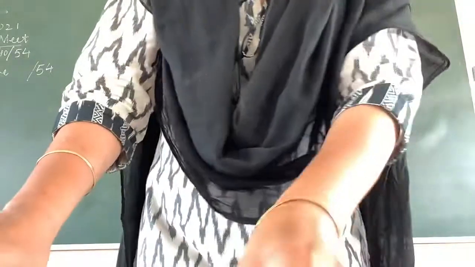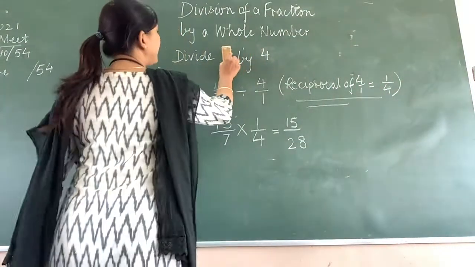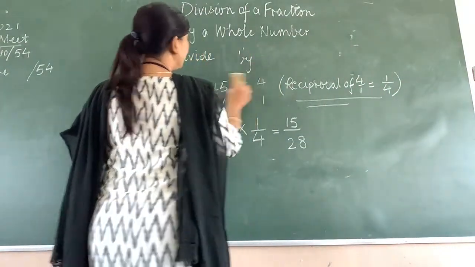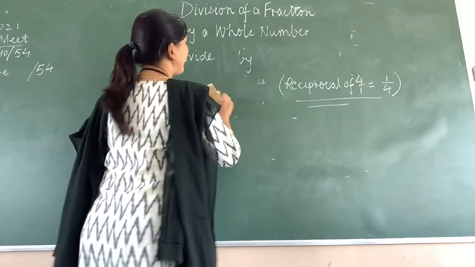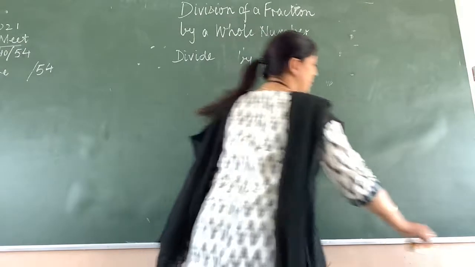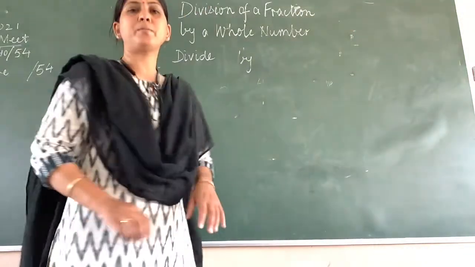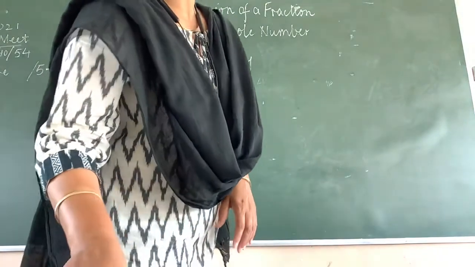Now children, let me take a mixed fraction. Let me take another example where I will take a mixed fraction and divide it by a whole number. I will take another example from the same page. It is 3 whole 4 over 5.